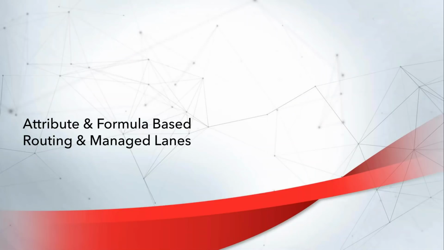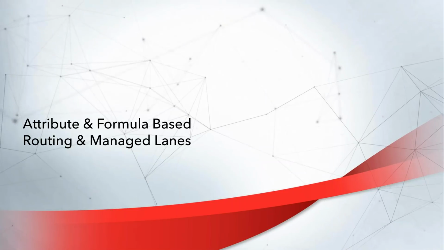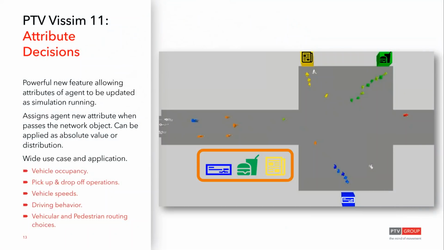Okay, the next feature that we'd like to run through is attribute and formula-based routing. And this really looks at how we can better control the vehicles and pedestrians within our simulation as well. So I'll just quickly run through the first one, being attribute decisions. What this allows us to do is change that attribute or add an attribute to any pedestrian or vehicle while the simulation is running.